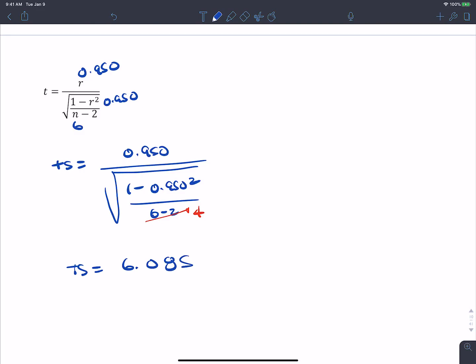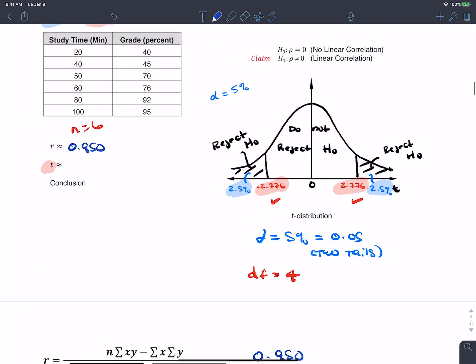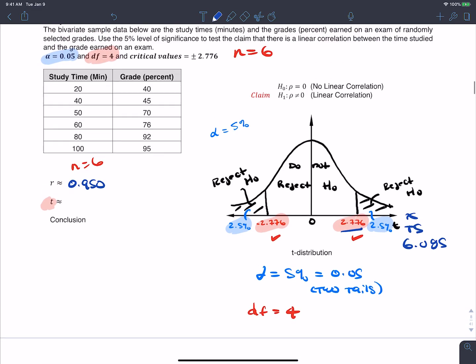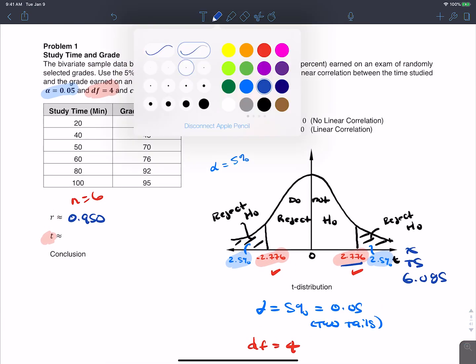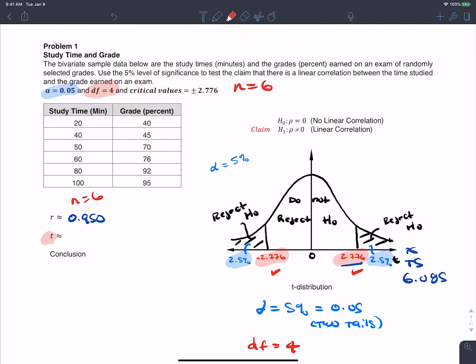Here's my test statistic value. 6.085. So you might say 6.085. Where's that on my decision rule? It's out here. Is that right? 6.085 is bigger than 2.776. What neighborhood are we in? Anybody want to tell me what neighborhood this is? Reject. Yeah, we're going to reject the what? The null. We're in here. We're going to reject the null. Goodbye, null. What does this actually mean? You do have a linear correlation.